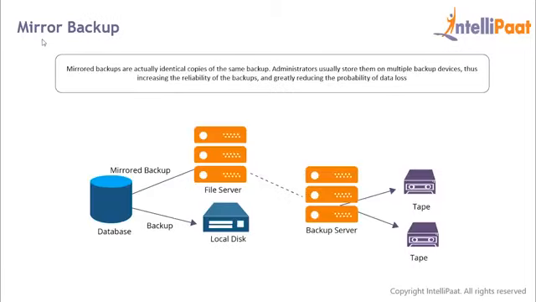Then we have mirror backup. Mirror backups are actually identical copies of the same backup, and these identical copies are stored in multiple locations. This increases the protection level by having additional copies of the backup set. And in case one of the copies gets lost or is corrupted, we can use the mirrored copy to perform a restore.